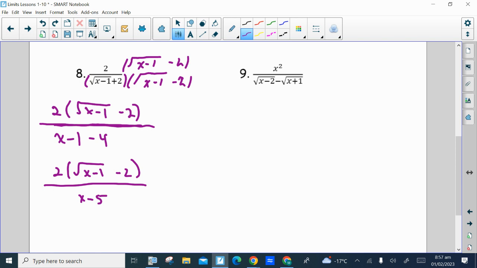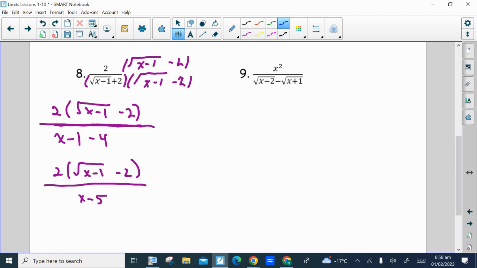If you're checking the simplified expression, that is correct. 5 would be non-permissive, but not for the original. There is no non-permissive for the original, but yes, you are correct. You couldn't use 5 because it would give you 0 in the denominator for the simplified expression.